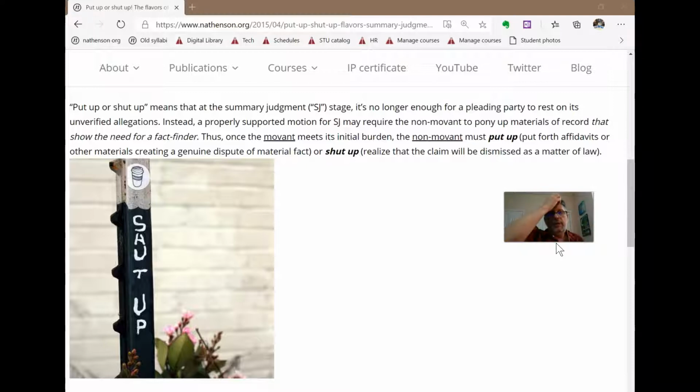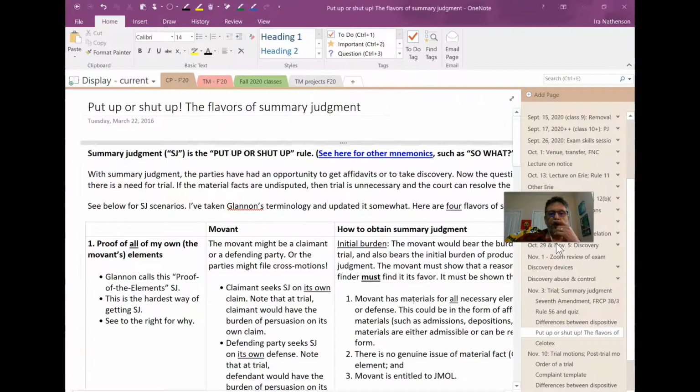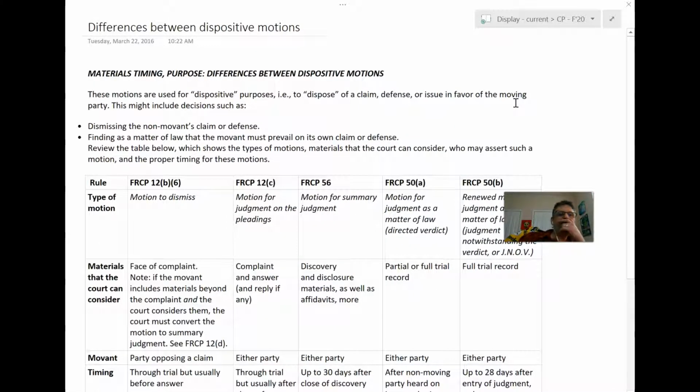So let's talk a little bit about dispositive motions first, namely, how does a Rule 56 summary judgment motion differ from, say, a Rule 12(b)(6) motion or some other motions we have yet to learn about, such as Rule 50. So give me a second. Here we go. Dispositive motions.